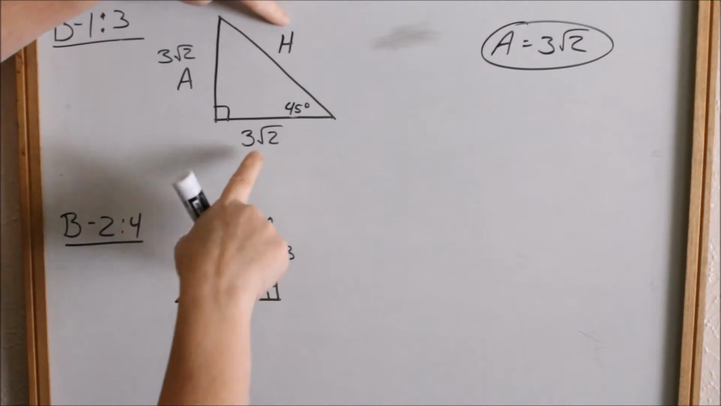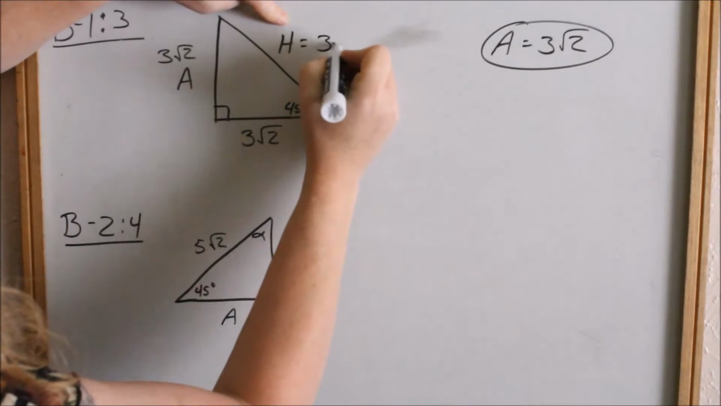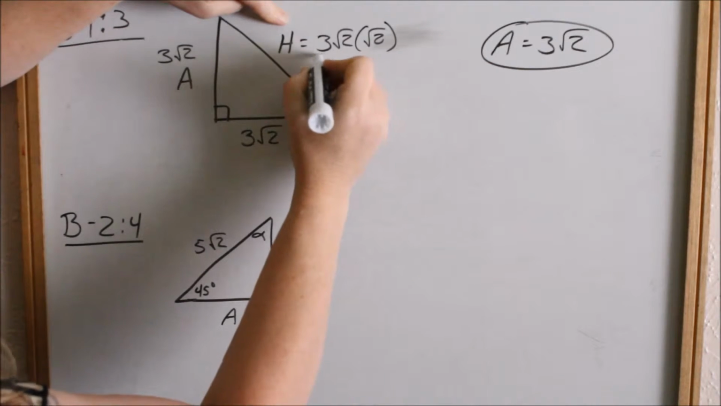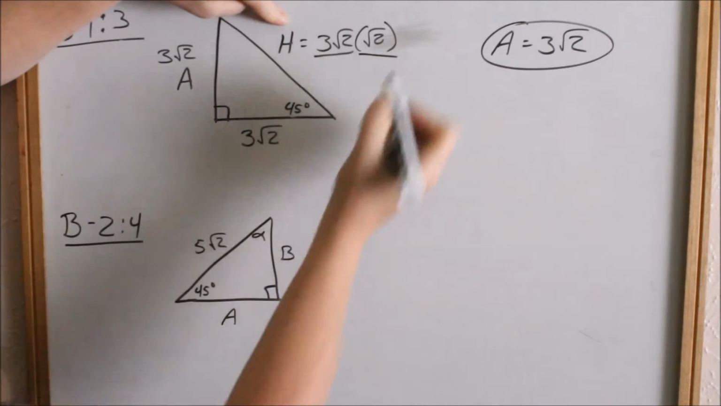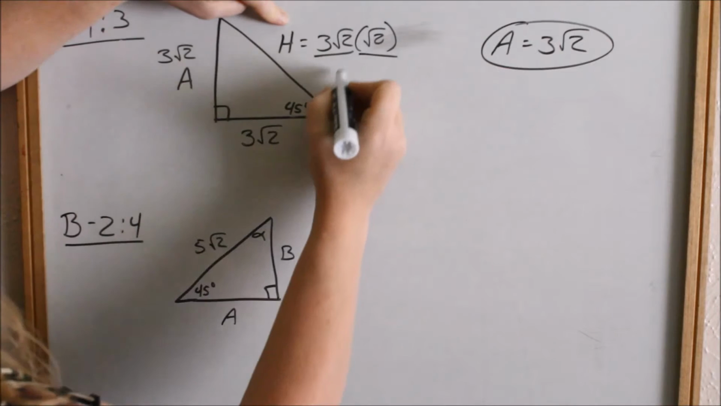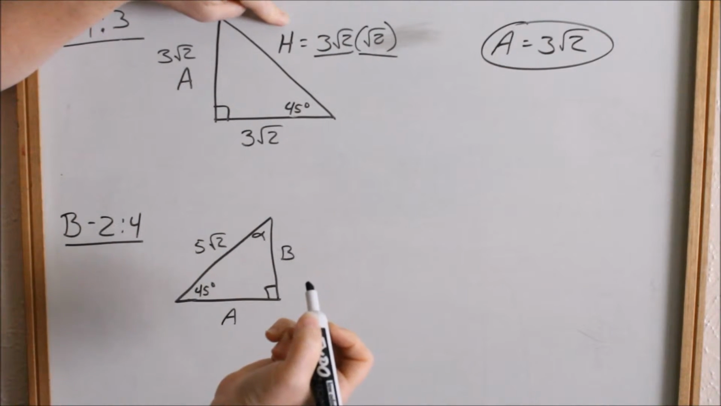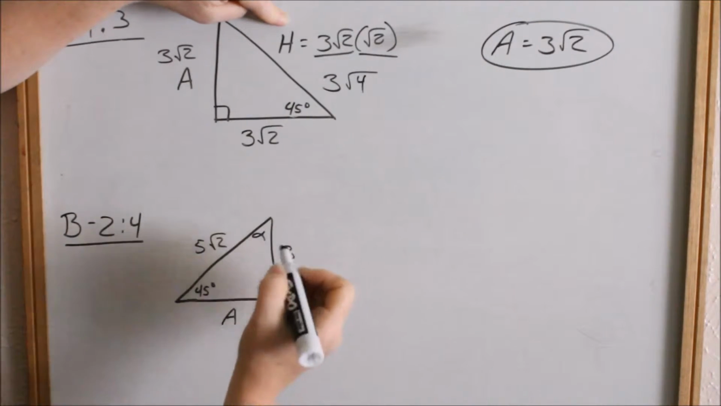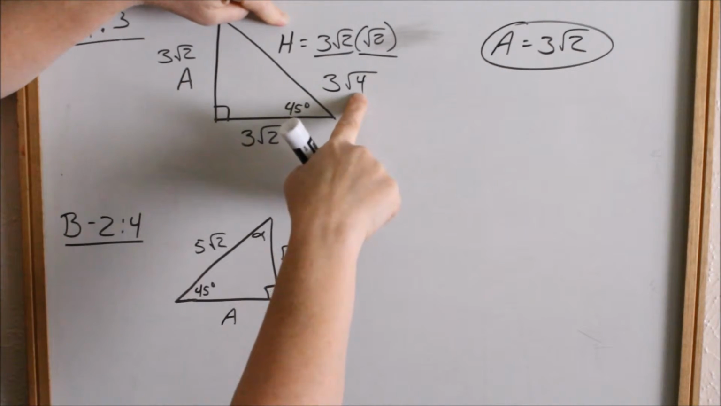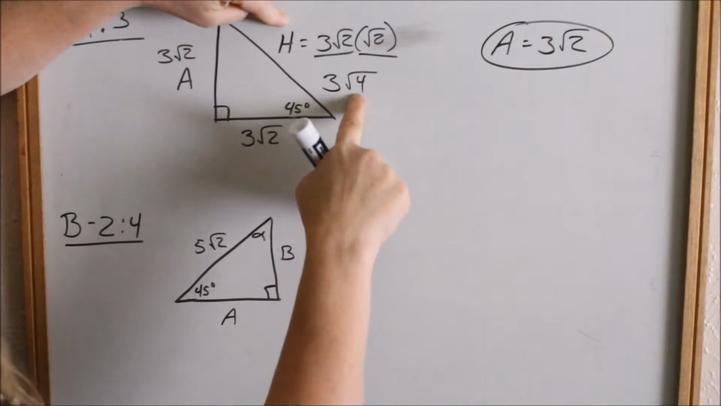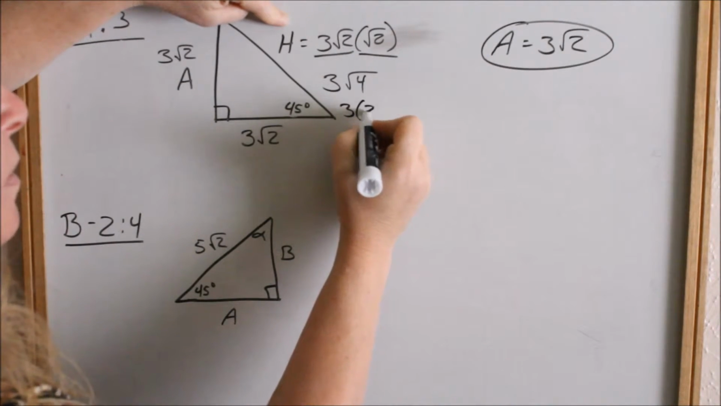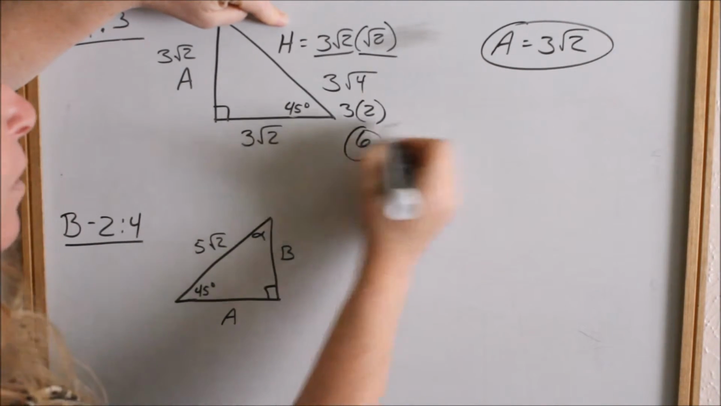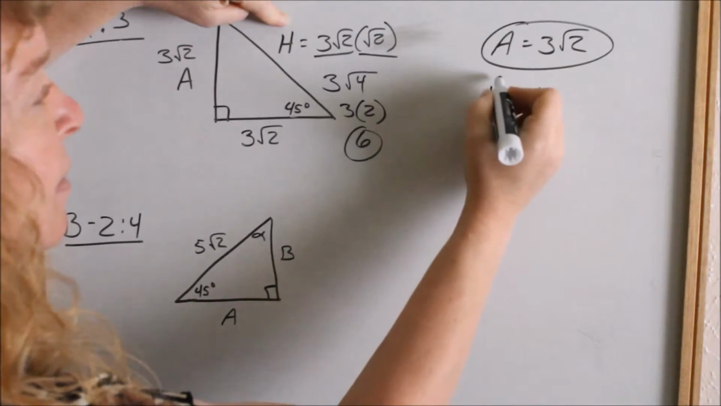My hypotenuse is whatever the leg is, 3 square root of 2 times square root of 2. You have to keep up with your radicals. This is your leg. Then you multiply by the square root of 2. So 3 square root of 2 times square root of 2, numbers to numbers, radicals to radicals. So it would be 3 times square root of 4. Square root of 2 times square root of 2 is square root of 4. Keep simplifying. This means 3 times square root of 4. Square root of 4 is just 2, so 3 times 2 is 6. So turns out our hypotenuse is 6.